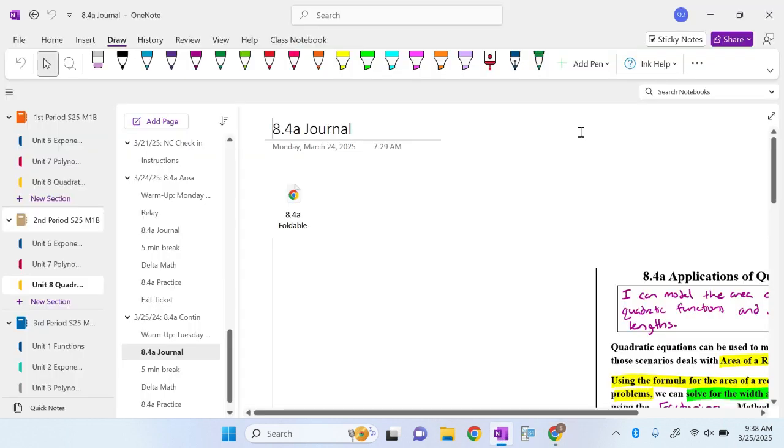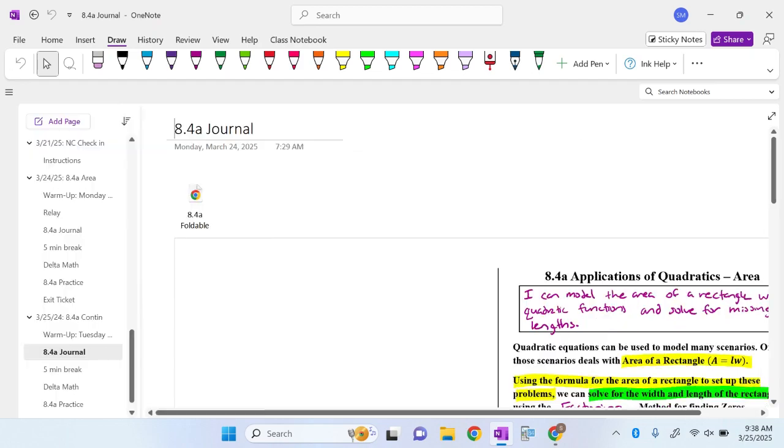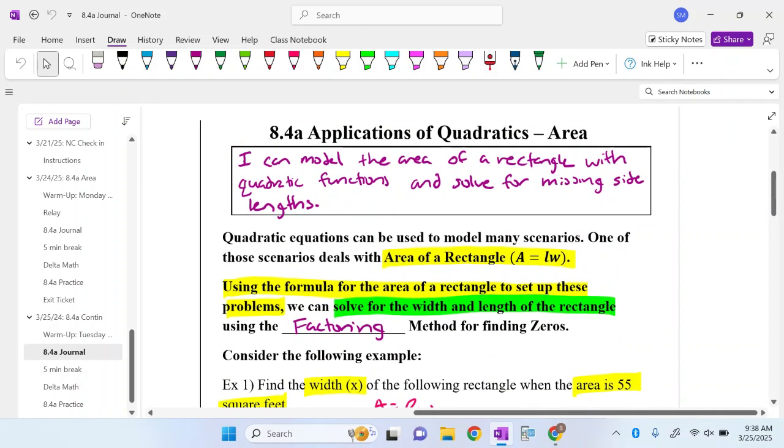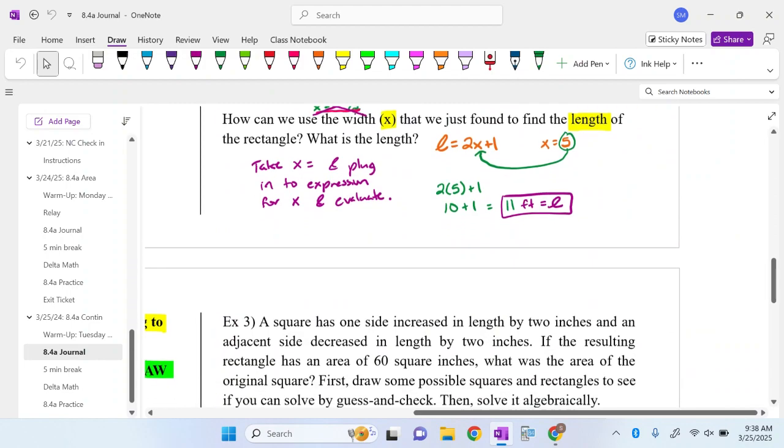So, just to review from yesterday, we're looking at the 8.4 journal from yesterday. We're finishing up those last two problems. If you weren't here yesterday, it's okay. The notes should already be posted if you need them.